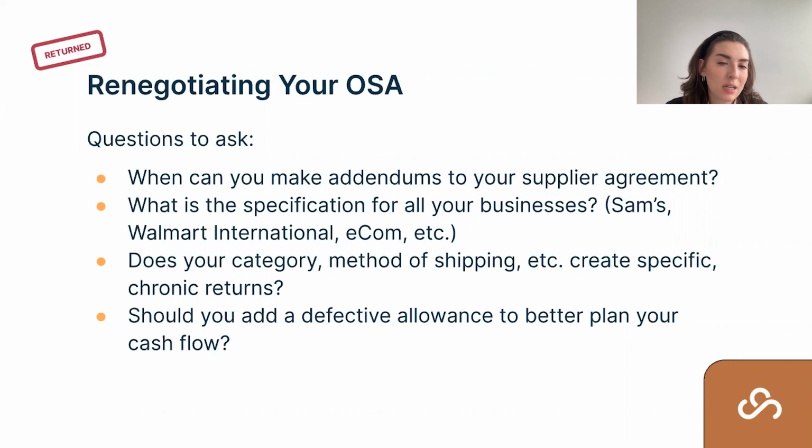And then the last one here is, on your OSA, should you add a defective allowance to better plan for your cash flow? Is that something that would be helpful, or is the way that you're handling returns on your team now the better situation, and just kind of taking them as they come? You don't receive a lot of returns. Maybe that's the case. So playing with these questions can be helpful, and we'll send these to you when it comes to thinking about returns specific to your OSA.